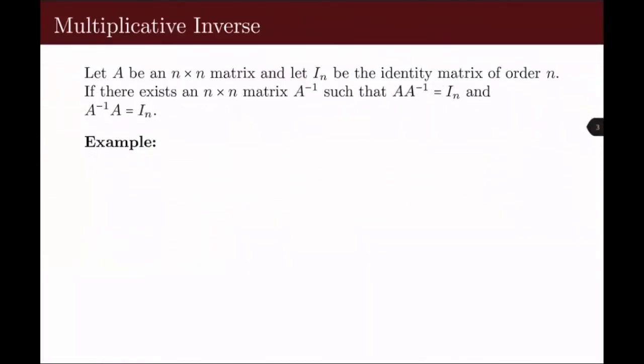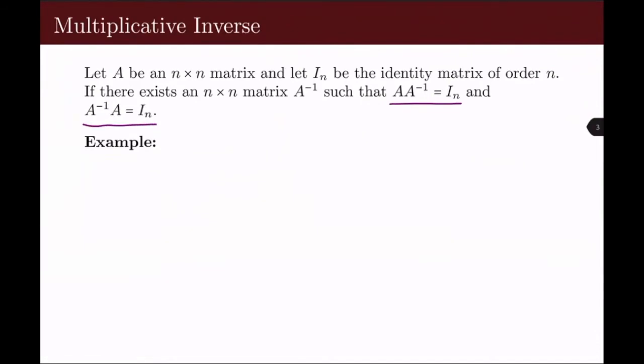So let A be an n by n matrix, and let I sub n be the identity matrix of order n. Then there exists an n by n matrix A inverse, such that A multiplied by A inverse is equal to the identity, and A inverse multiplied by A is also the identity.